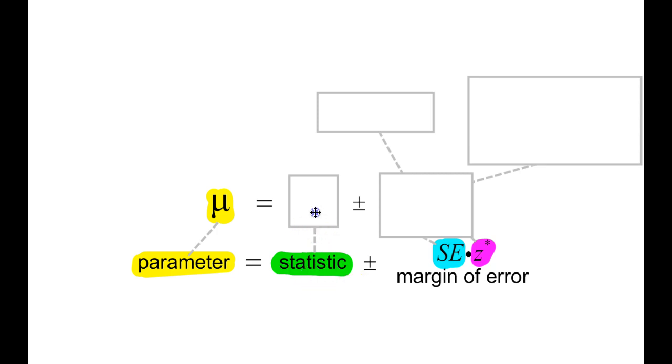The statistic is our best guess, which comes from our sample, and that's going to be x bar when we're talking about quantitative information. So we go out, we take our sample, we average our values together, that is going to be x bar. Then we have plus or minus our margin of error, and our margin of error is made up of the standard error and z star, our number of standard deviations based on our confidence.